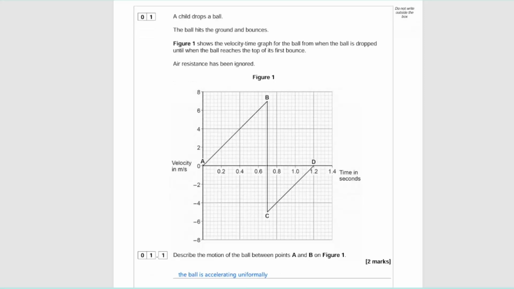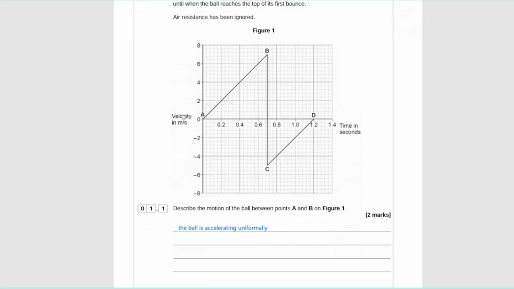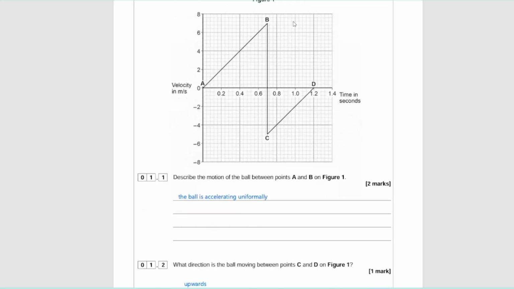And the ball is accelerating uniformly. And you can see this because there's a straight gradient on the velocity time graph, and a straight gradient on the velocity time graph means the ball is accelerating uniformly, with a curved gradient indicating that it's accelerating non-uniformly, and just like a horizontal line indicating that it's not accelerating at all. Then it asks what direction is the ball moving between points C and D, and the ball is moving upwards.